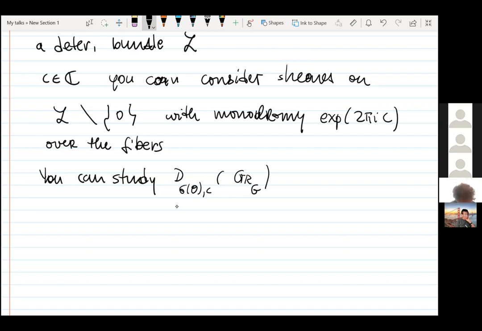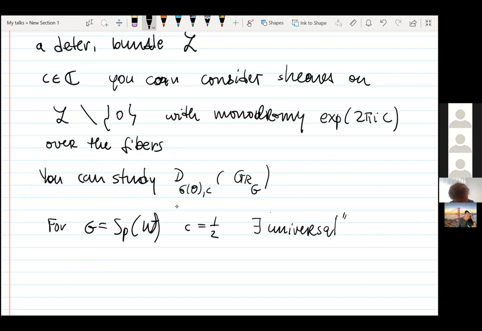Now what happens is that for G being the symplectic group of some symplectic vector space, there is a canonical choice of determinant bundle there. If you take C to be equal to 1/2, then one can construct, and I don't have time to explain how to do it, a certain universal ring object in D-Gr-G at twist 1/2. Again, G is the symplectic group.